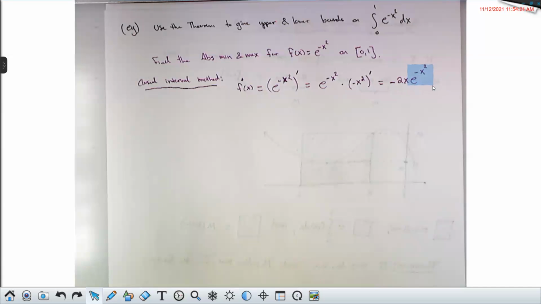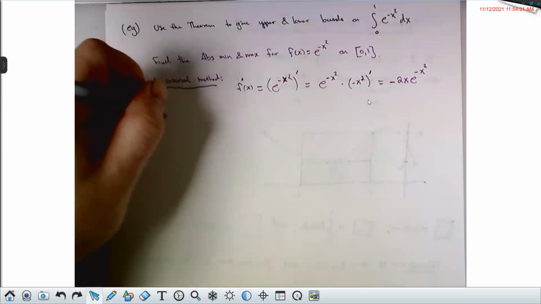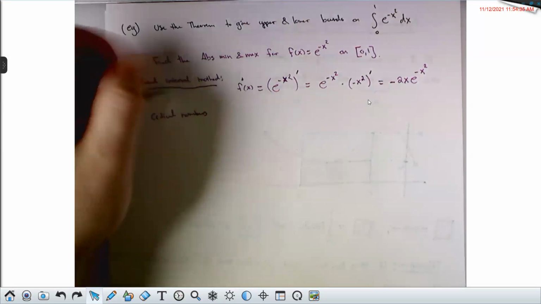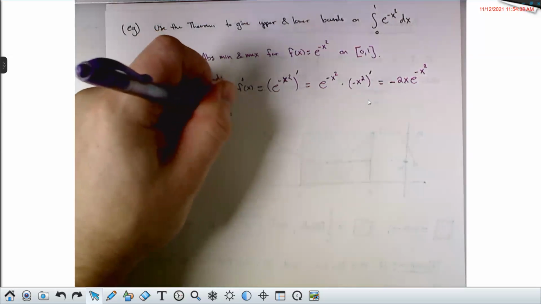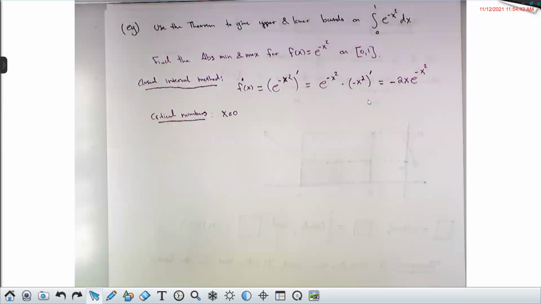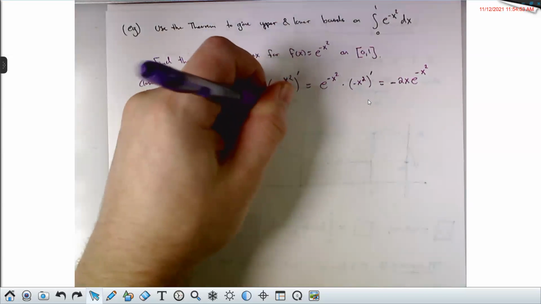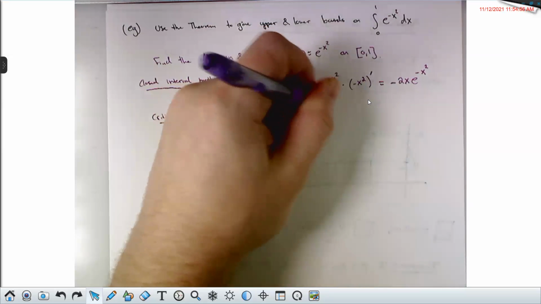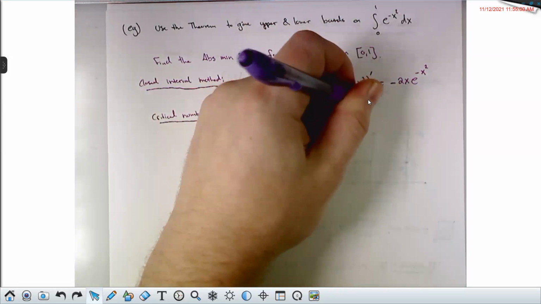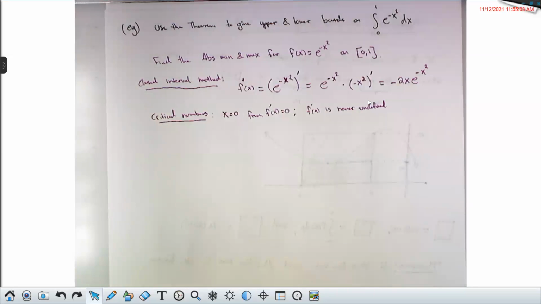E to some stuff is never going to be 0, right? Exponentials are always positive. The 2x piece will be 0 when x is 0. So the critical number is just x equals 0. F primed is equal to 0 when x is 0, and it's never undefined. So according to my closed interval method, the absolute min and the absolute max must come from one of the critical numbers or the endpoints.